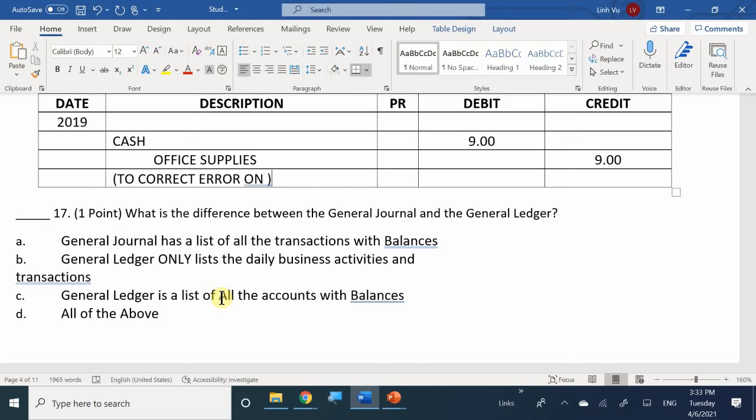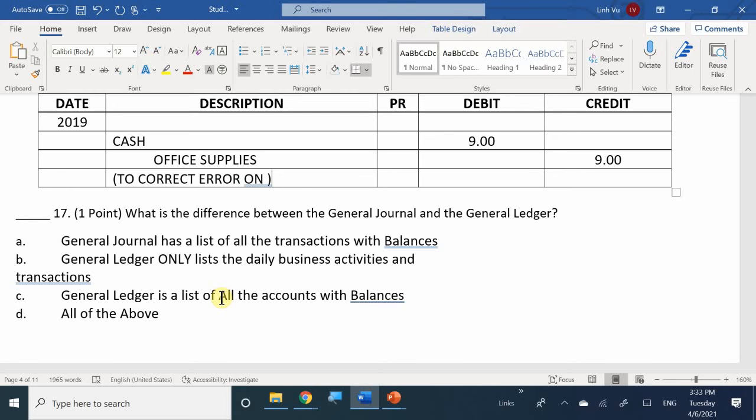Yeah, but don't you put the day, then what you did through the day, like debits and credits? You're making me repeat myself. Okay, let's explore C. The general ledger is a list of all the accounts with their balances. Isn't that what we just did yesterday? We listed out our first account, which was accounts payable, right? And what did it give us?